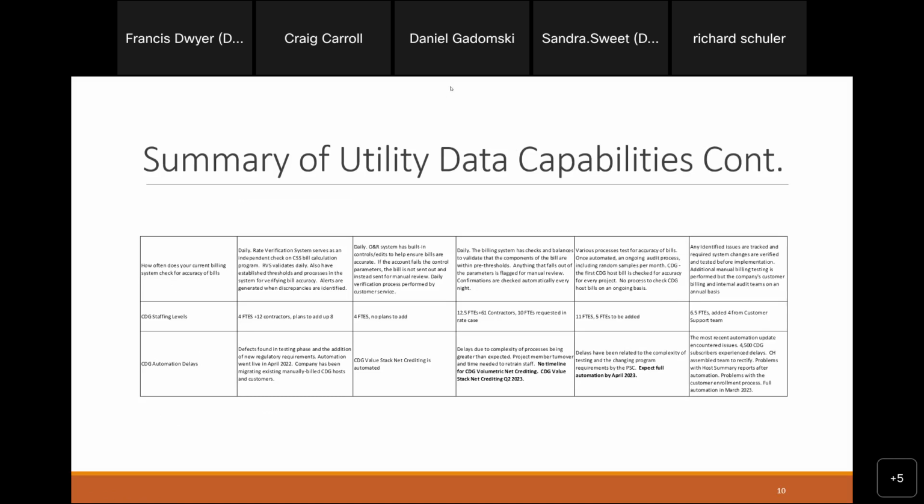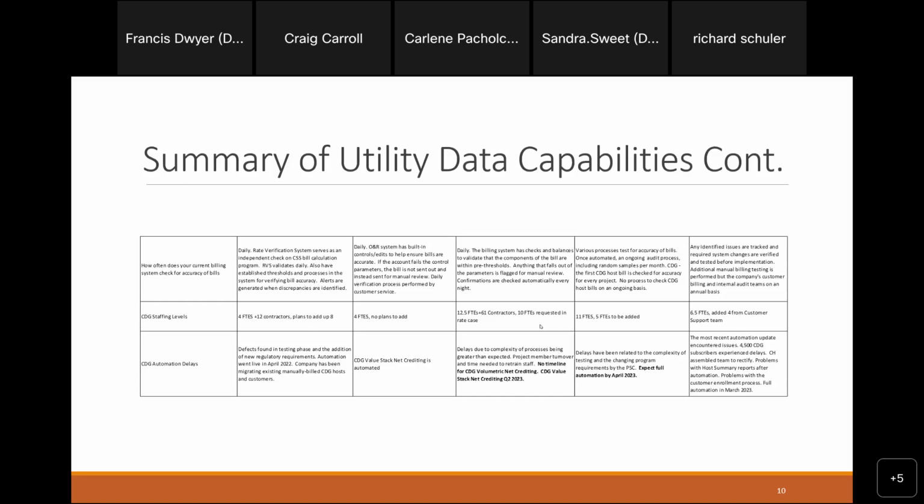We also asked, oh, are you talking about the staffing levels? Yes. So we asked how many staff are committed or on staff just for CDG billing, and if there are staff additions planned. So I indicated by utility how many full-time staff, and also what their plans were for the future.